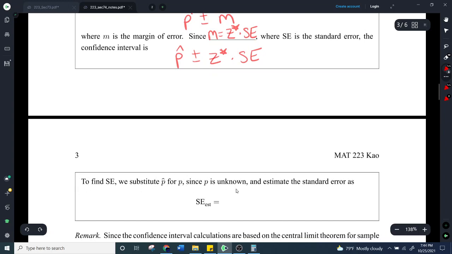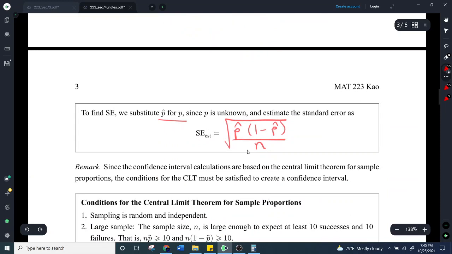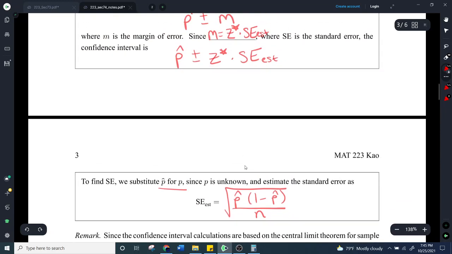Since P is unknown whenever we do a confidence interval, our estimated standard error is going to be equal to the square root of P hat times 1 minus P hat divided by N. So we're going to use P hat in place of P because we don't know what P is. Don't worry about this little EST. It just stands for estimated standard error. If you want to put that in here, you can. It doesn't really matter. The point is to compute your standard error, you have to use p hat instead of p because we don't know what p is when we're doing a confidence interval.